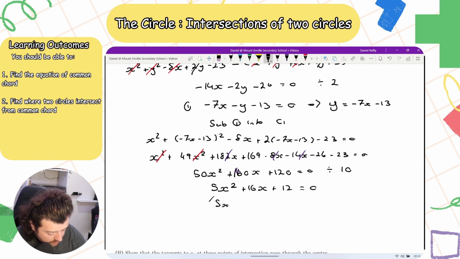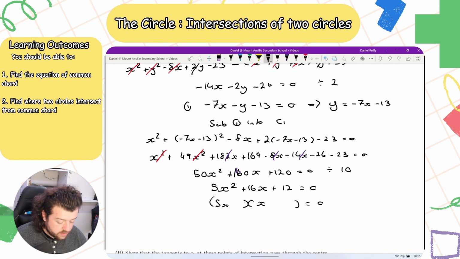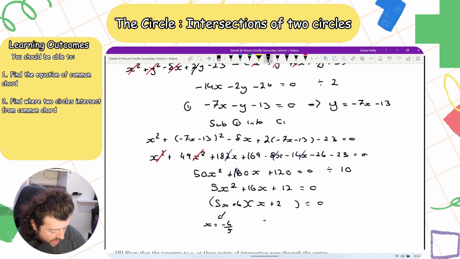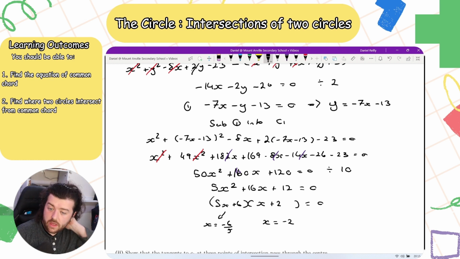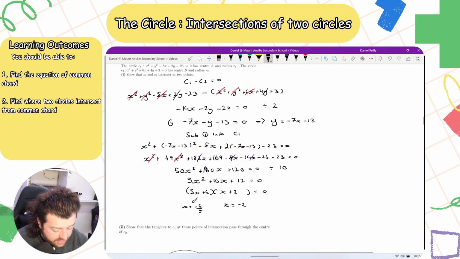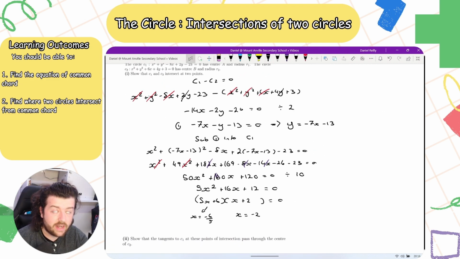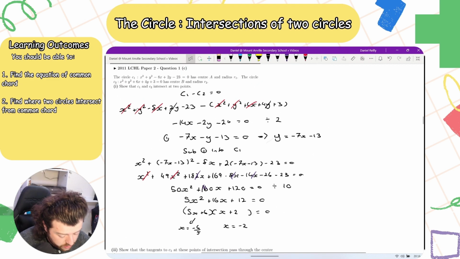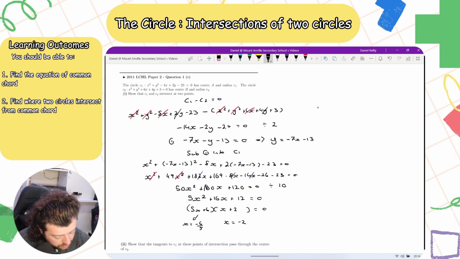So this is going to be 5x, two numbers that multiply to get 12. So 2 and 6. Yep. So going to be plus 6 here, and it's going to be a plus 2. So we're going to have here x is going to equal minus 6 over 5. And we're going to have x is equal to minus 2. So I have two values for x. So obviously I can stop right now because I have proven that it intersects the circle twice, but I want to find the other 2 points.